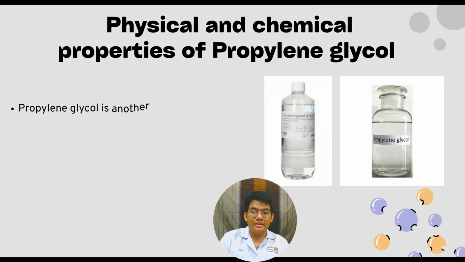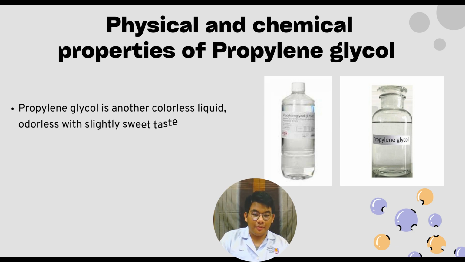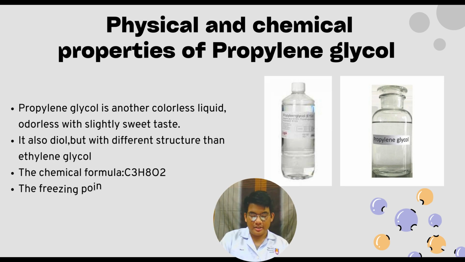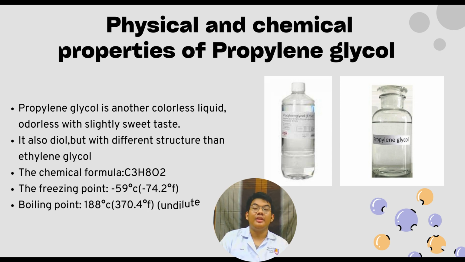And this is the physical and chemical properties of propylene glycol. As we know, propylene glycol is a less common type of antifreeze, but it is becoming increasingly popular due to its low toxicity, so it is safe for the environment. It is also a diol, but with a different structure than ethylene glycol. This difference in structure results in a low freezing point and slightly lower boiling point for propylene glycol. However, propylene glycol is still effective at preventing coolant from freezing and boiling over in most climates.